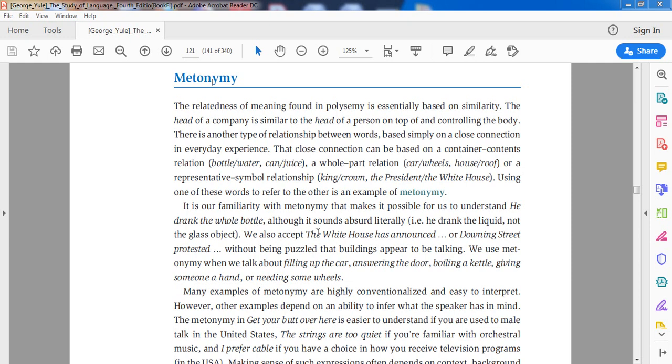Or for example, here the White House has announced. It's a person, it's a speaker. But in Arabic we say al kinaya, kinayatan an al bayt al abyad, kinayatan, for example, an ra'is al bilad. Or Downing Street, it's there in United Kingdom. So these are examples of metonymy, a whole part relation.